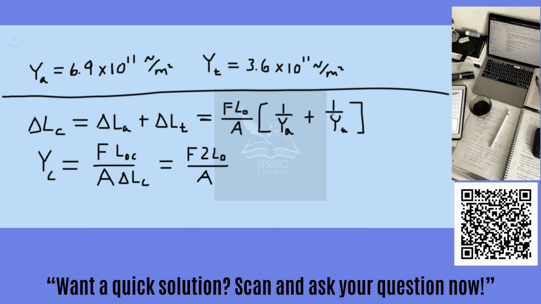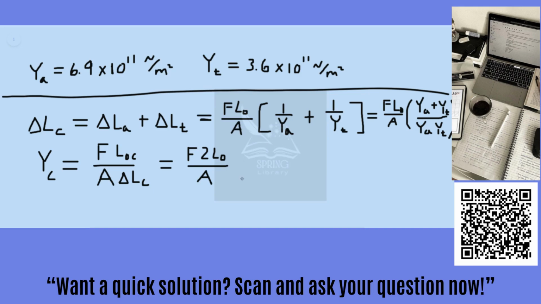So first we can simplify it a little bit. So 1 over Y_A plus 1 over Y_T can be simplified. So this is F L naught over A, and this is going to get multiplied by Y_A plus Y_T divided by Y_A times Y_T. So that's just using some algebra to simplify what's in the bracket.